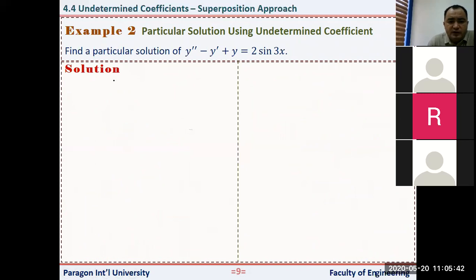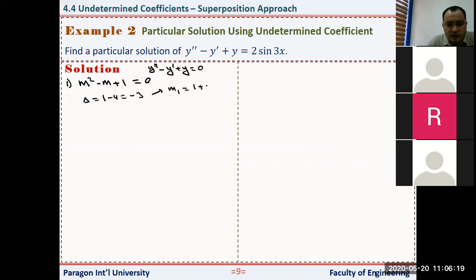The first step: we need to solve this equation, m squared minus m plus 1 is equal to 0. That is the auxiliary equation of this homogeneous equation, y double prime minus y prime plus y equals 0. If you solve this, delta equals 1 minus 4, that's equal to -3. And from here, m1 equals 1 plus square root of 3 times i.